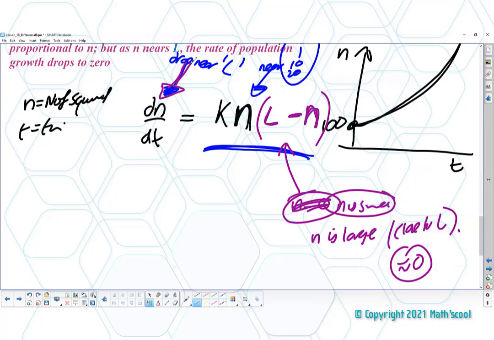So what I might do is now divide it by L, and see if that fixes it. Now, when n is close to 0, that's going to be kn times L divided by L, so that's going to be kn, how it was originally. When n is large, close to L, that's going to become roughly 0, and so this whole rate gets very close to 0.